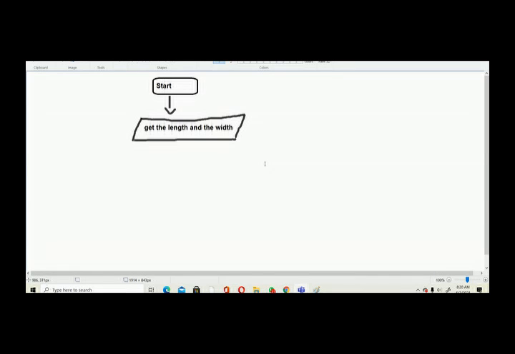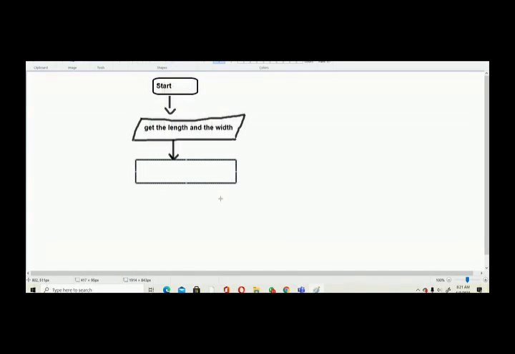Right. Then after getting the length and the width, now we have to perform our action. So what are we going to do? How do you find the perimeter? So what is your formula? Madam, perimeter equals length into width. No, length into width is area. I'm asking the formula for perimeter. Perimeter equals length plus length plus width plus width. Yes, very good.